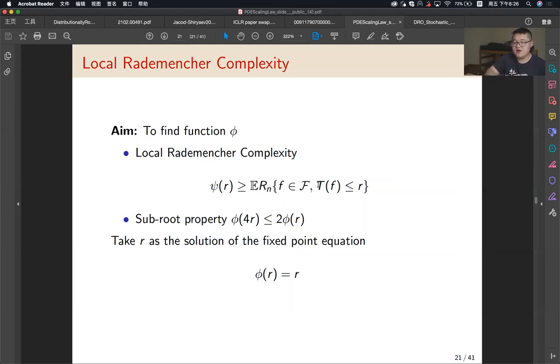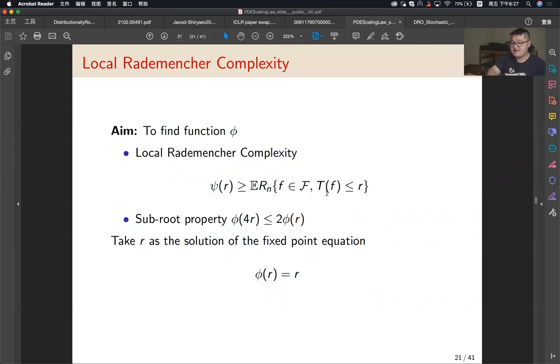So if I choose it as my loss function and I have a local upper bound for the local Rademacher complexity, then the generalization bound will always be given by the solution of this fixed point equation. Okay, so what's the difference between estimating a function using this local Rademacher complexity and solving a PDE using this local Rademacher complexity?